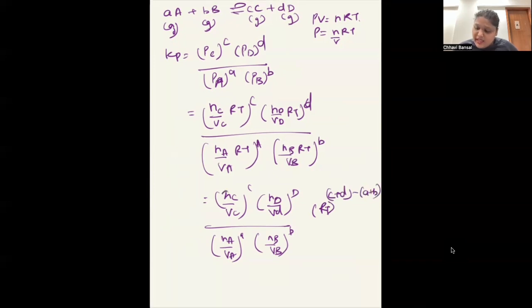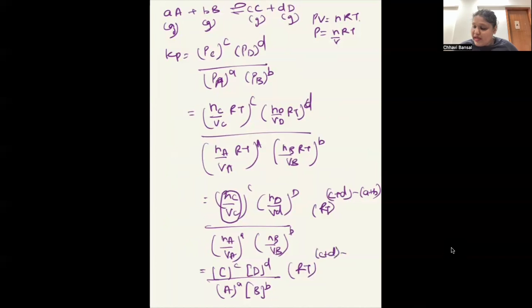Now, this nC upon VC is what? This is concentration. So can I write it as concentration of C raised to power c, concentration of D raised to power d, over concentration of A raised to power a and concentration of B raised to power b, times RT raised to power (c plus d) minus (a plus b), right?